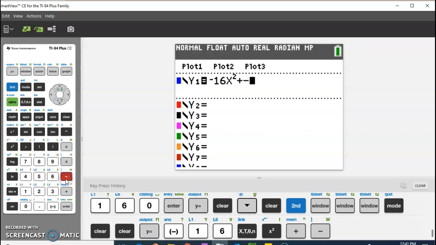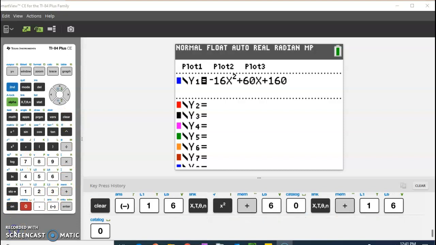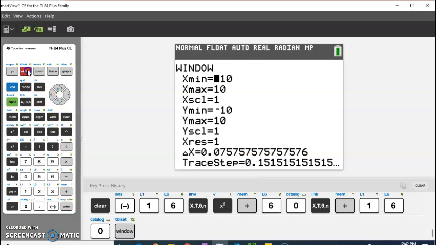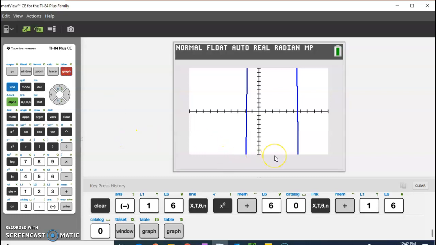I'm making mistakes here. Let's try this again. Okay, so I've typed my quadratic in my calculator, negative 16x squared plus 60x plus 160. And when I go to graph this, right now my window is on what we call a standard window, so I can't really see a lot of my graph. I can't see the highest point that it reaches. So I'm going to change my window a little bit. I really need to change my y, and I don't need all this space over here for my x either.